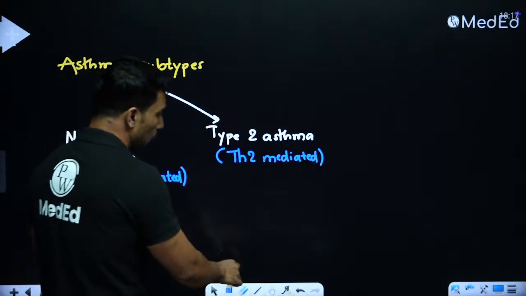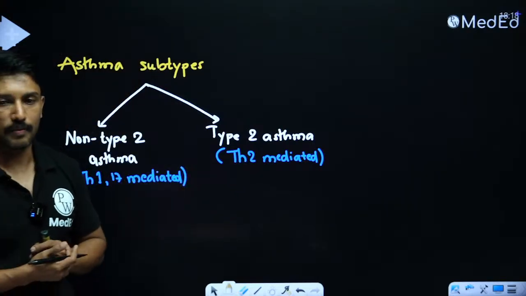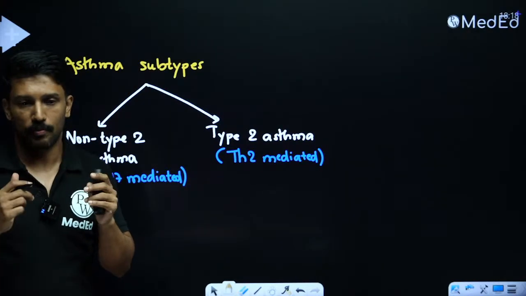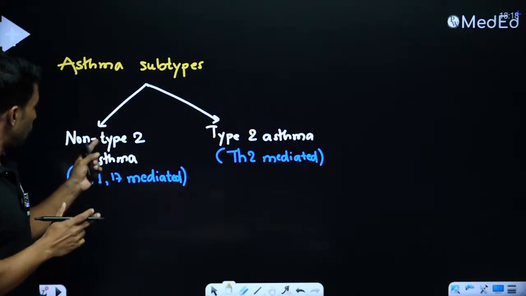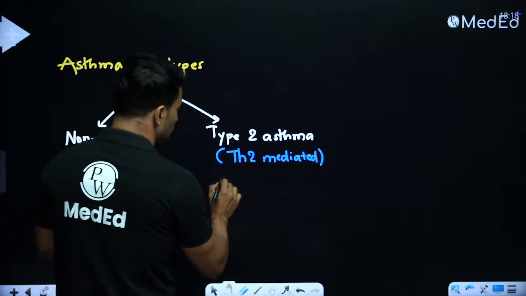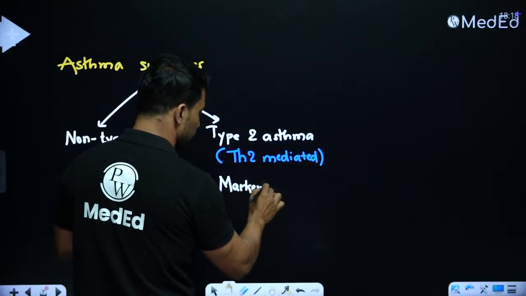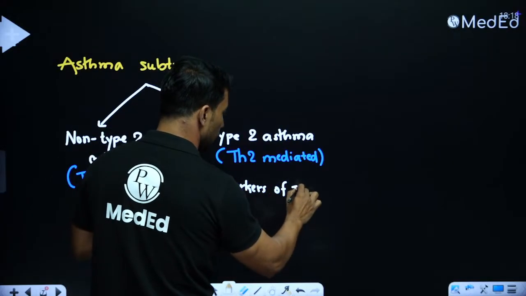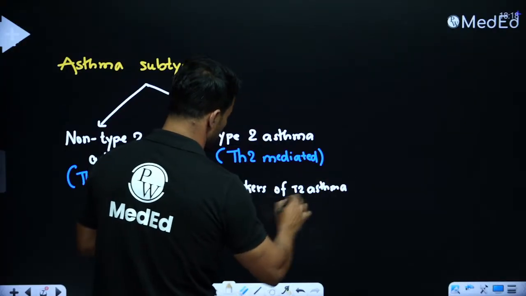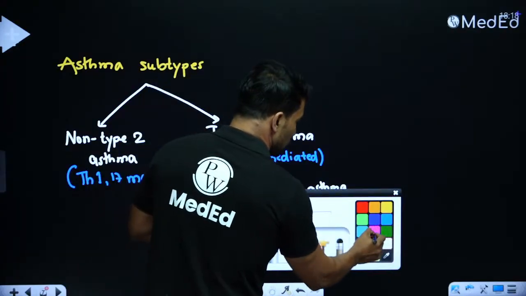So this type 2 asthma, how will I recognize that this patient of asthma is having type 2? Because for type 2 asthma, we can use all these monoclonal antibodies that are available, not for the non-type 2. So how will I differentiate? Mainly the examiner will mention markers of type 2 asthma. So what are the markers of type 2 asthma that you need to know? The first one is eosinophils.